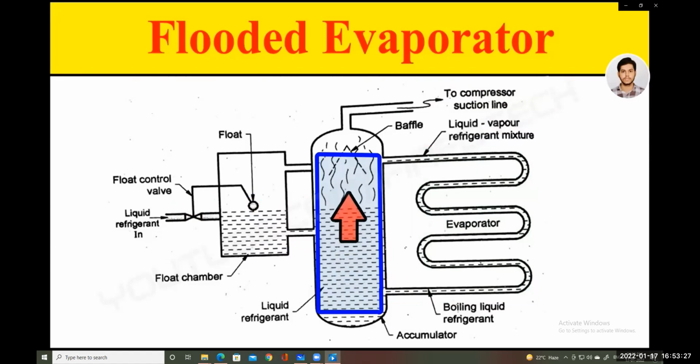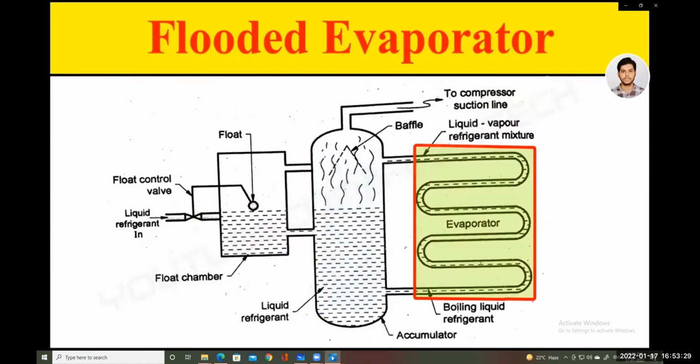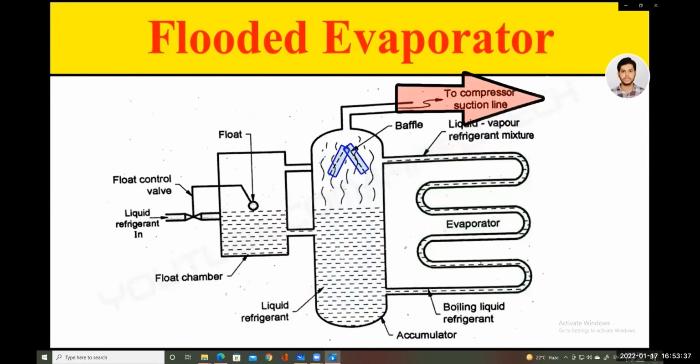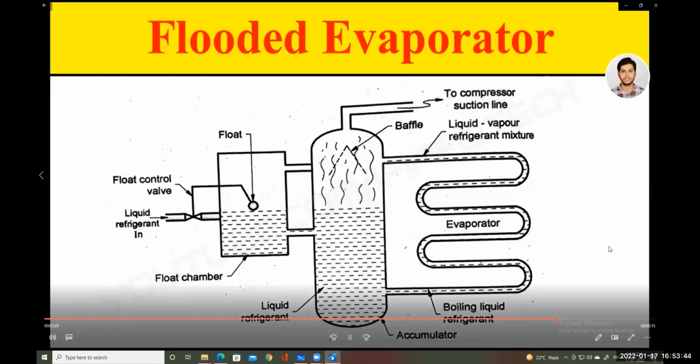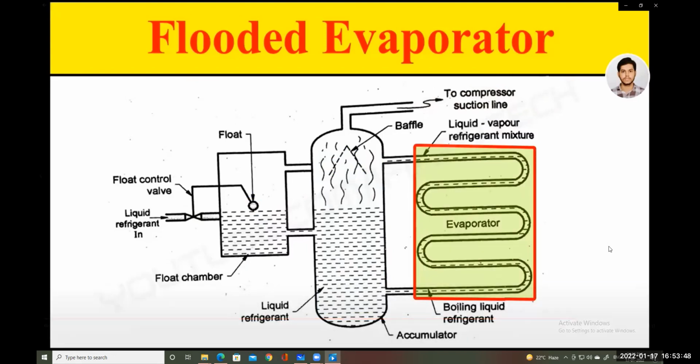As liquid level in accumulator rises, the refrigerant absorbs heat from warmer substance, the vapor forms and from there it passes to suction side of a compressor. The baffle plate arrests any liquid droplet or particles present in vapor. The advantage of flooded evaporator is that whole surface of evaporator coil is in contact with liquid refrigerant under all load conditions. Thus, it gives high heat transfer rate than dry expansion evaporator of the same size.